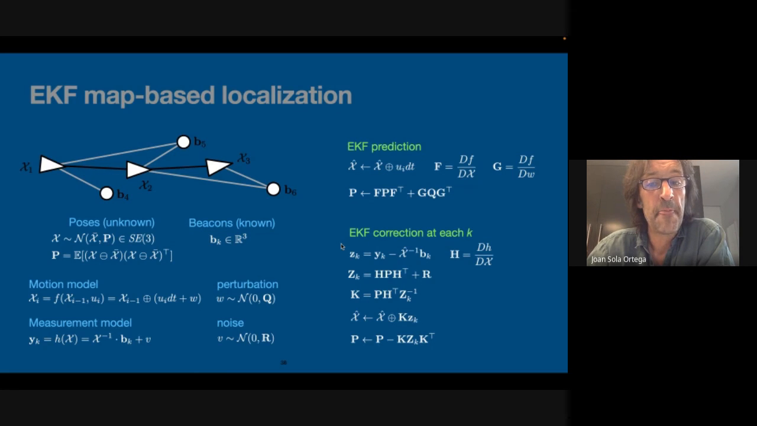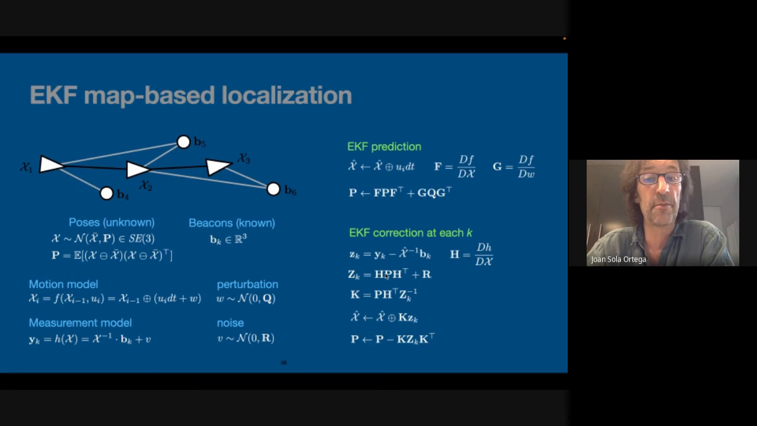Correction: you compute the innovation. In this case, it's like this. It's the measurement model. Because the result is a vector, you apply here regular minus. This is your measurement. And you compute the Jacobian of this function with respect to x in the same way that we computed Jacobians some minutes ago.